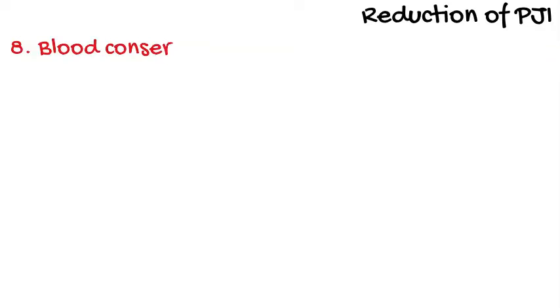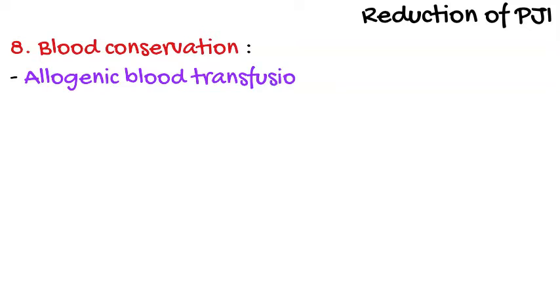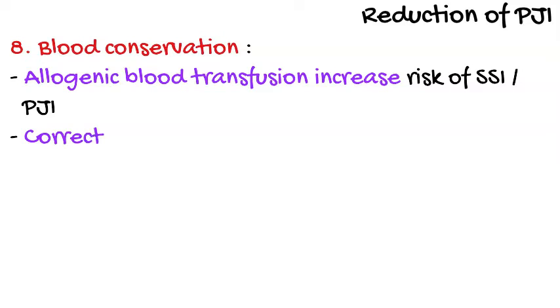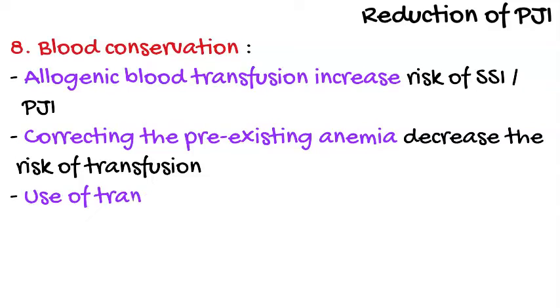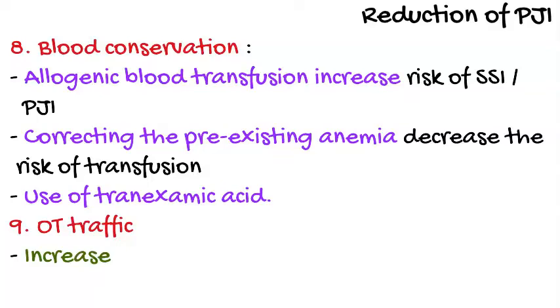Number 8. Blood conservation. Allogenic blood transfusion increases the risk of surgical site infection or prosthetic joint infection. Correcting the pre-existing anemia decreases the risk of transfusion. Please, also make good use of tranexamic acid.